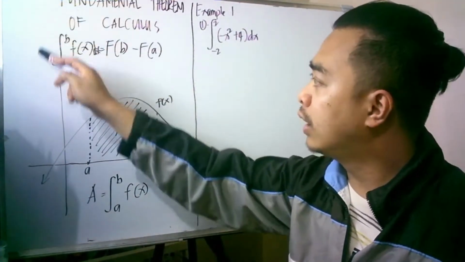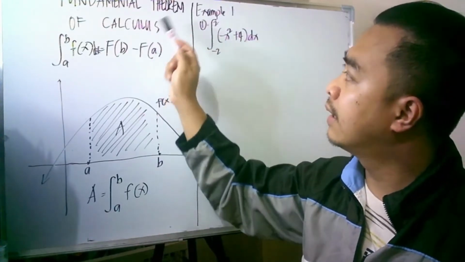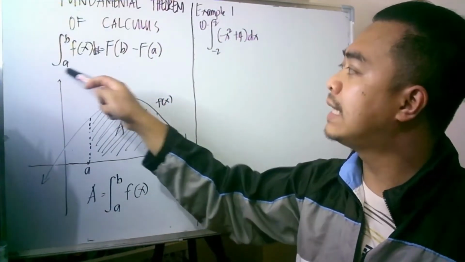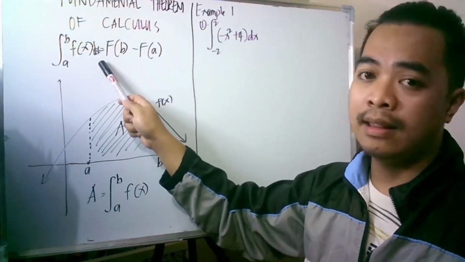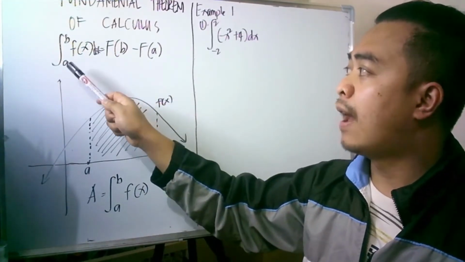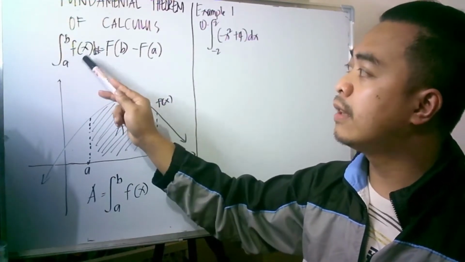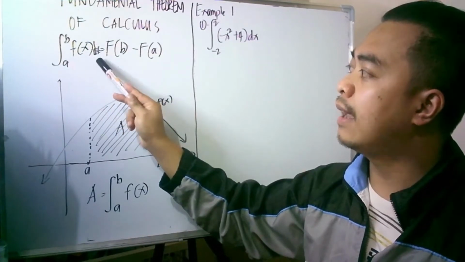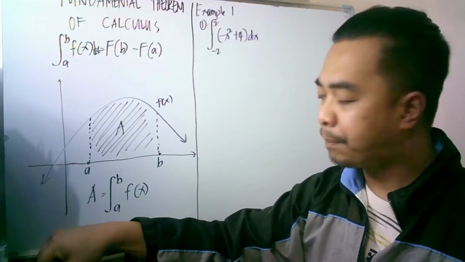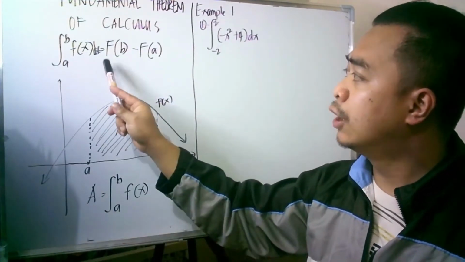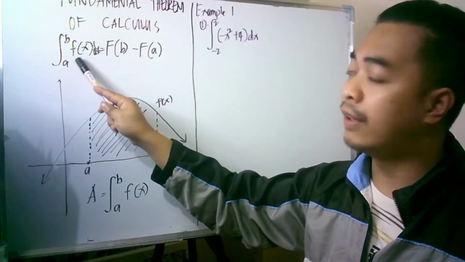At iyon ay, ano yung ibig sabihin ng, or ano yung sinasabi ng theorem na yan? Ito. This is a statement saying that if you are to integrate a function between two numbers from a to b, so if we read this one, integral of f of x dx from a to b, so we always start with the lower limit. We are actually to, ano yung f? That is the antiderivative of the function f.